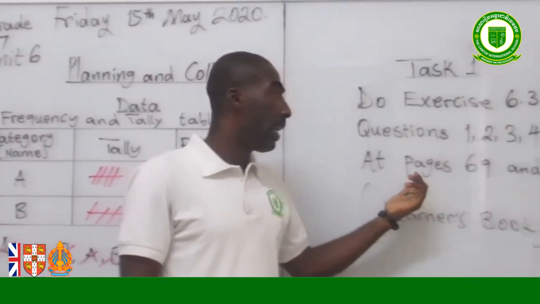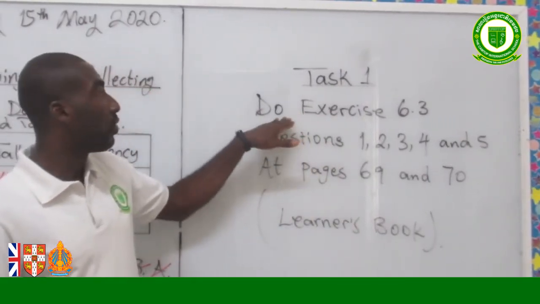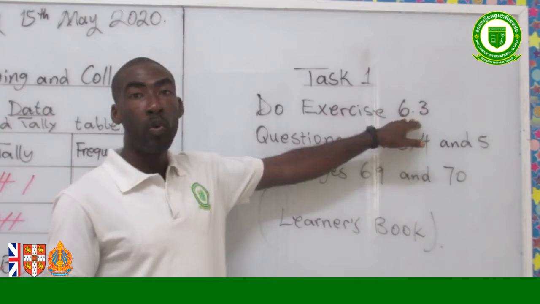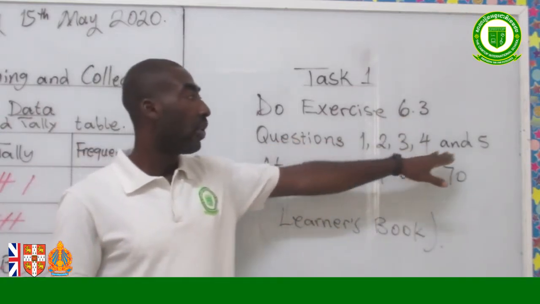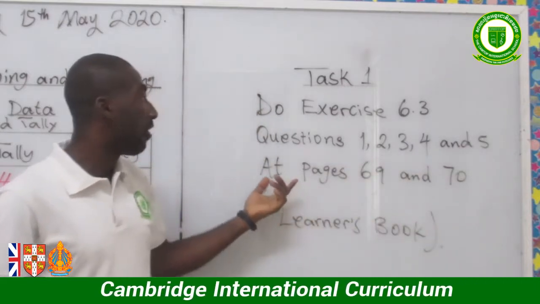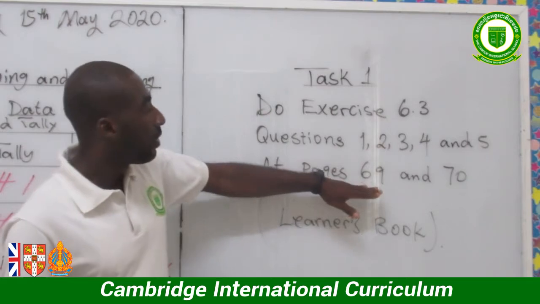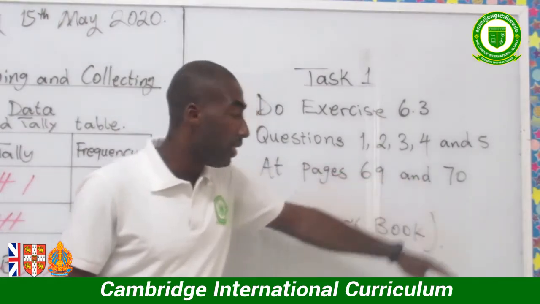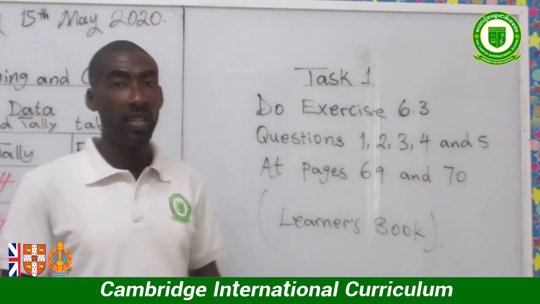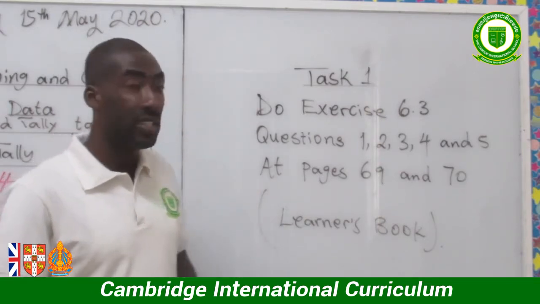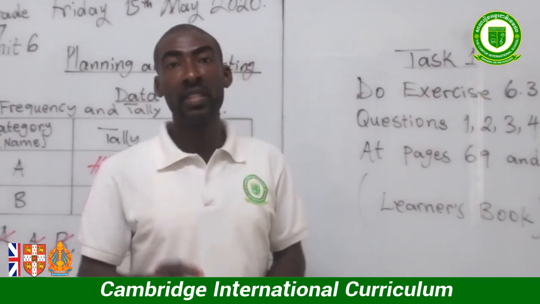In this video, we have our first activity, which is task 1, and we are doing exercise 6.3, questions 1, 2, 3, 4, and 5. We will find this task at pages 69 and 70 in the Learner's Book section of your textbook. I hope to see your answers, and then we can move to our second video. So I'll see you in our second video.